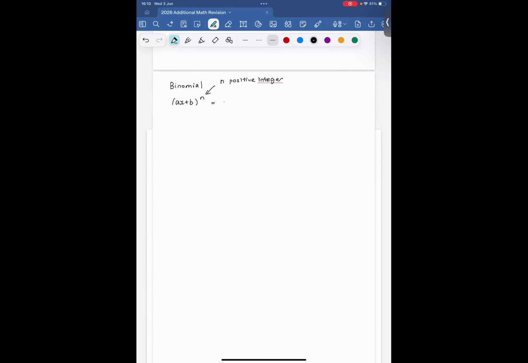To expand this, it's just nC0, a power n, b power 0, plus nC1, a power n minus 1, b power 1, plus nC2, a power n minus 2, b squared. So you can see in general, the general term is what? nCr, a power n minus r, b power r. So this is your general term.